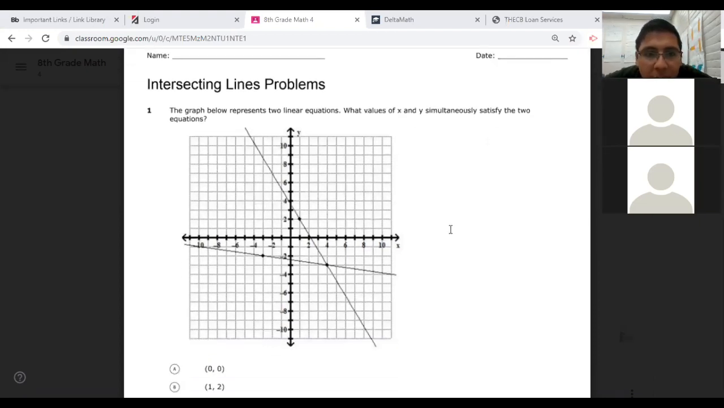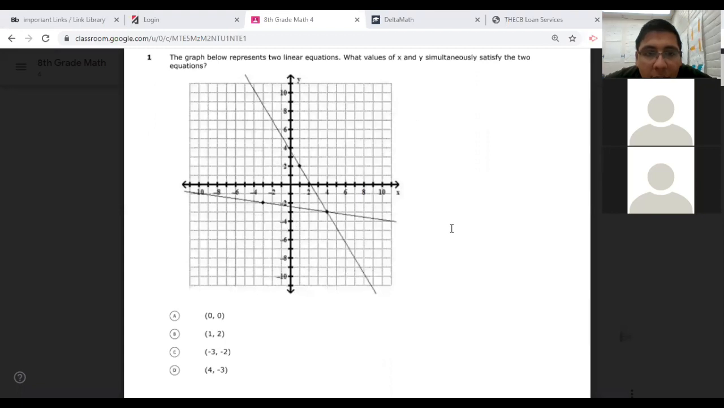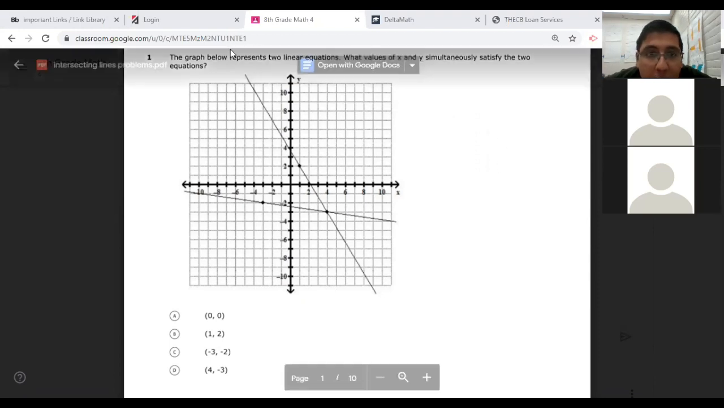It's really not that difficult, and this is sort of how the problems are going to look like, okay? So looking at this first one, it says the graph below represents two linear equations. What value of x and y simultaneously satisfy the two equations? So looking at this, what would be the answer here?